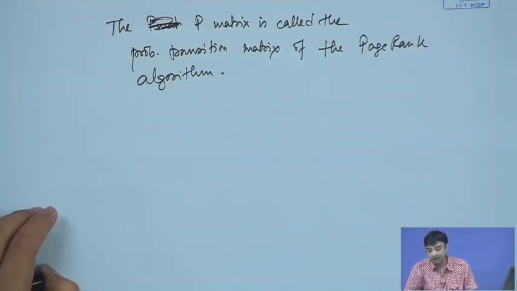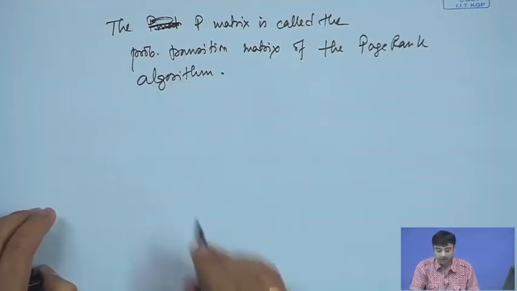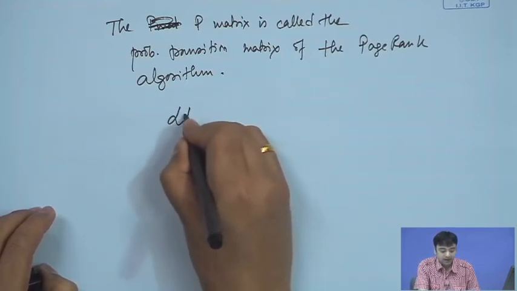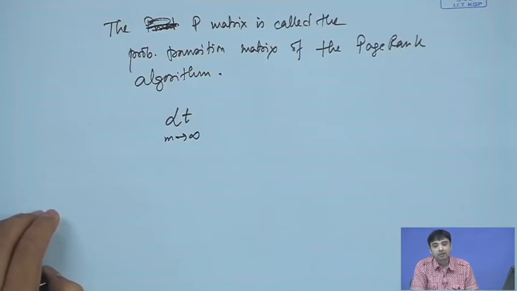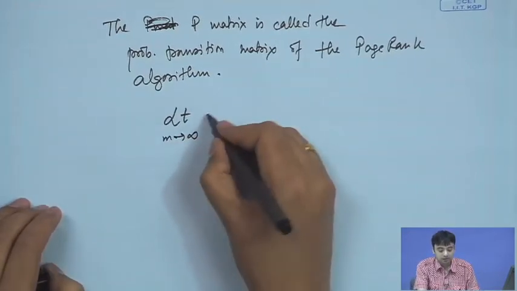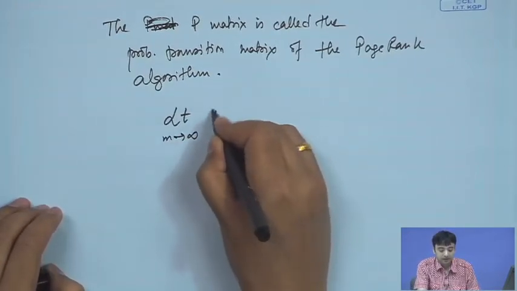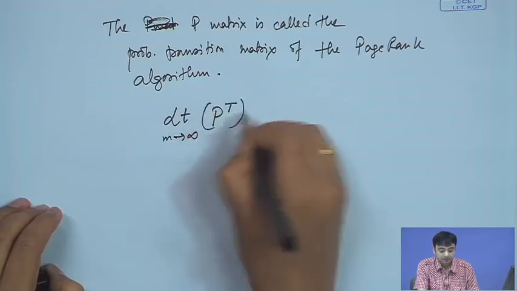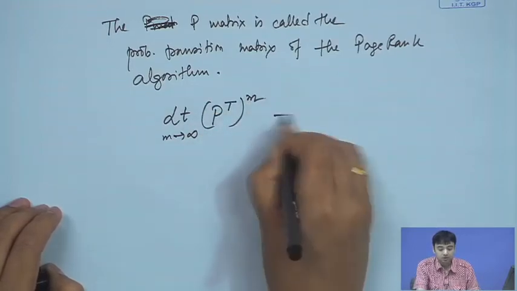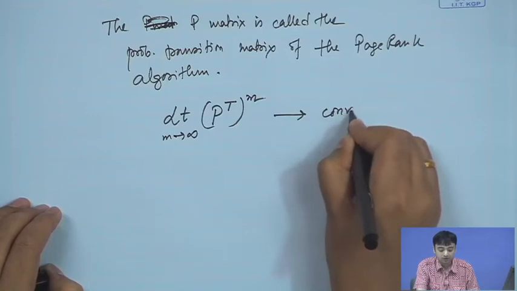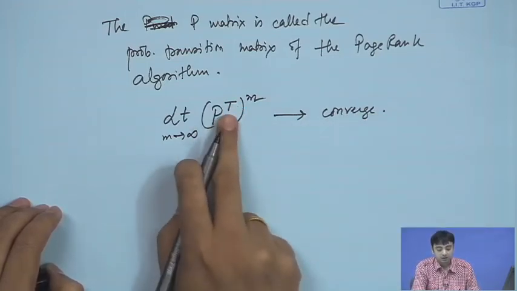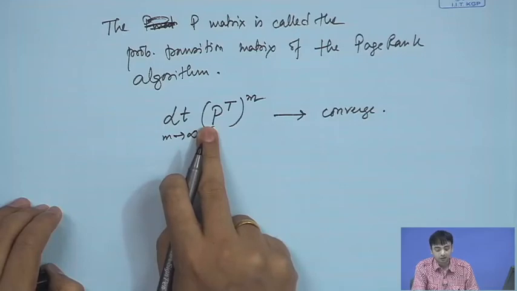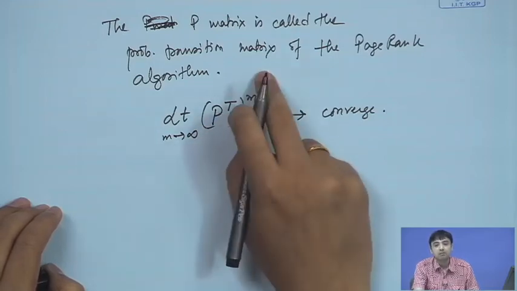And what are we interested in? We are interested in the limiting values of this matrix. Say for some m tending to infinity, this should converge. The transpose of the probability transition matrix, raised to some power.